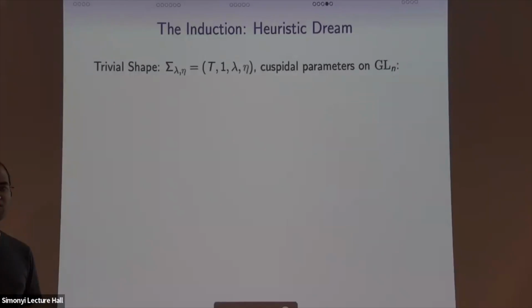And this is the shape that corresponds to a sum of tau_i d_i's, where the sum is just a single term and d_i equals 1. So these are the parameters that correspond to cuspidal automorphic representations on GL_N. So we have this trivial shape.